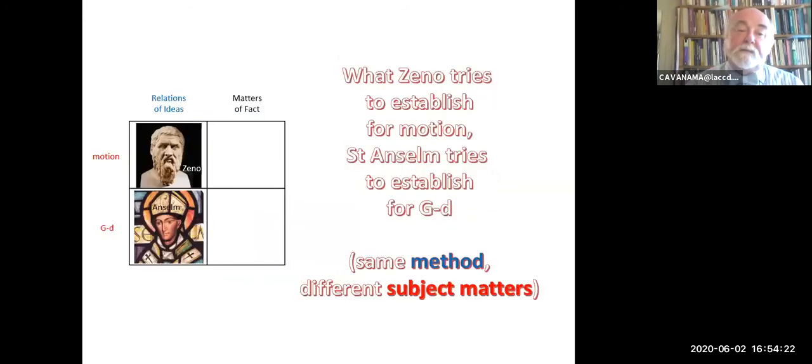Now, let's compare Zeno and St. Anselm. Well, it's kind of apples and oranges, isn't it? Zeno's not talking about God. He's not a saint. He's talking about races and tortoises and Achilles. Yes, right. But what they're trying to do is establish two different conclusions, but they're using the same method. Different subject matters, same method. What Zeno tries to establish for motion, St. Anselm tries to establish for God.